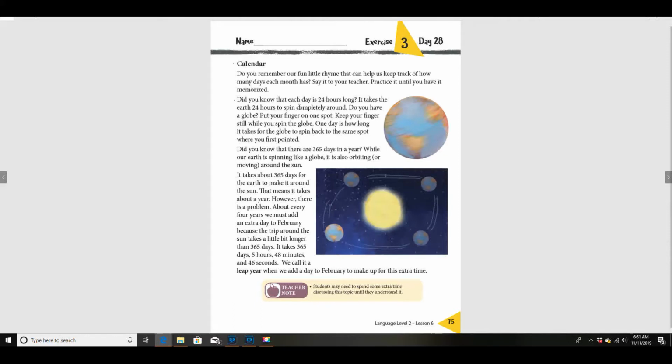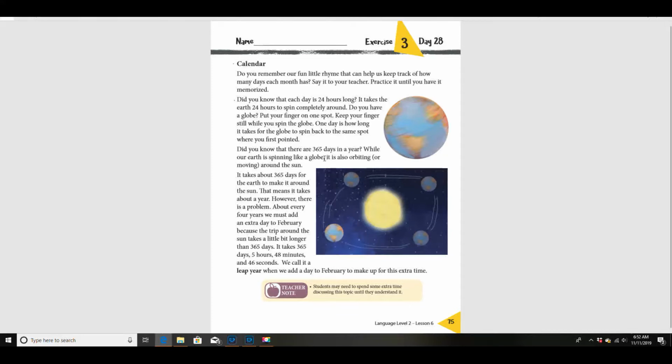Did you know that each day is 24 hours long? It takes the Earth 24 hours to spin completely around. Do you have a globe? Put your finger on one spot. Keep your finger still while you spin the globe. 1 day is how long it takes for the globe to spin back to the same spot where you first pointed. Did you know that there are 365 days in a year? While our Earth is spinning like a globe, it's also orbiting, or moving around the sun. It takes about 365 days for the Earth to make it around the sun. That means it takes about a year.